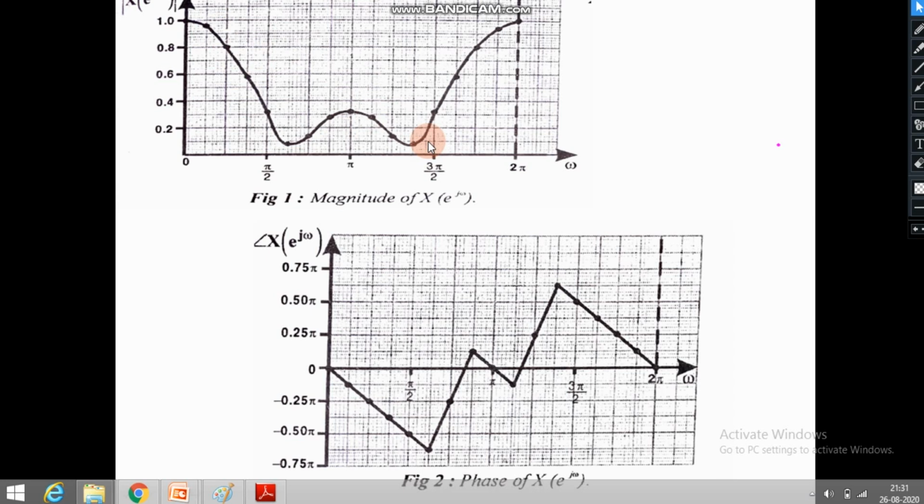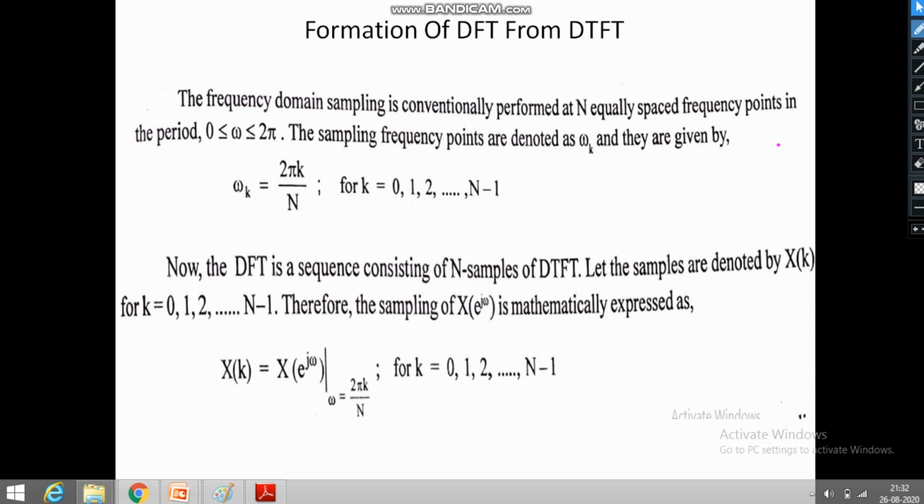We are taking n samples corresponding to that. So now the DFT is a sequence consisting of n samples of the DTFT. I think you have got the idea of what this explains. Let the samples be denoted by X(k) for k equal to 0, 1, 2, etc. up to n minus 1.